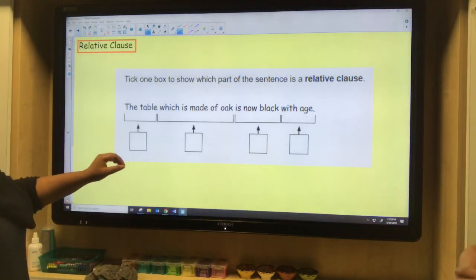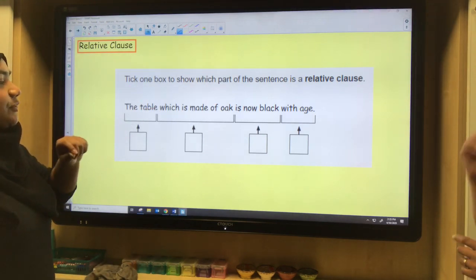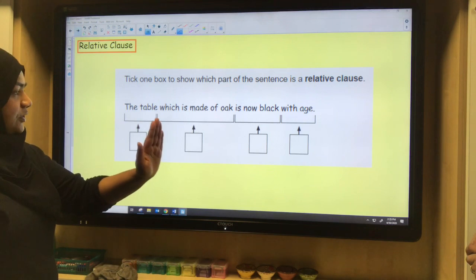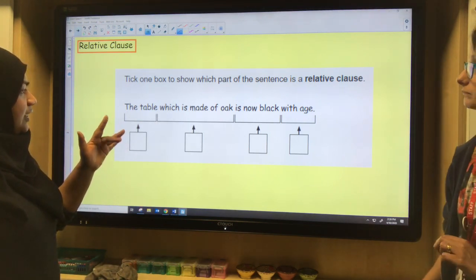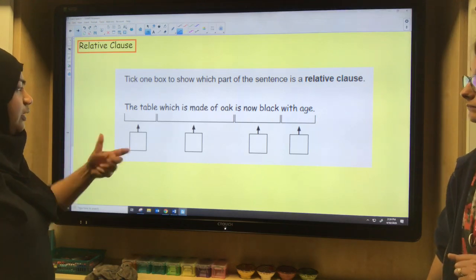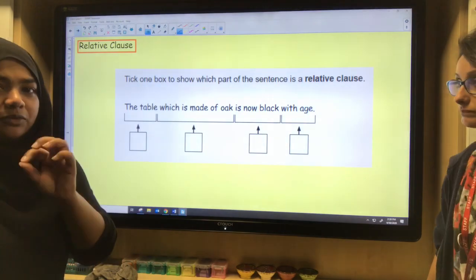Number 2. So last question. Tick one box to show which part of the sentence is a relative clause. So you're given 4 boxes here. I'm going to read you the question. "The table, which is made of oak, is now black with age." So which part of the sentence contains a relative clause? Remember, it must begin with a relative pronoun.